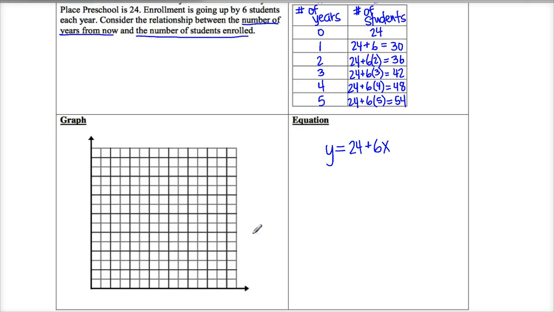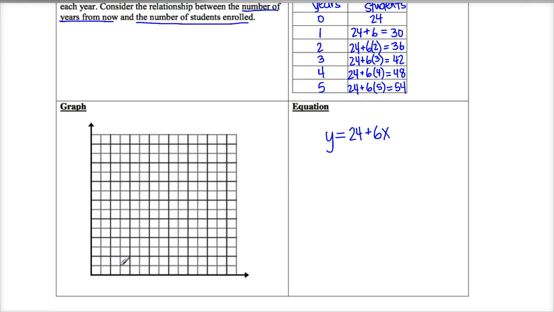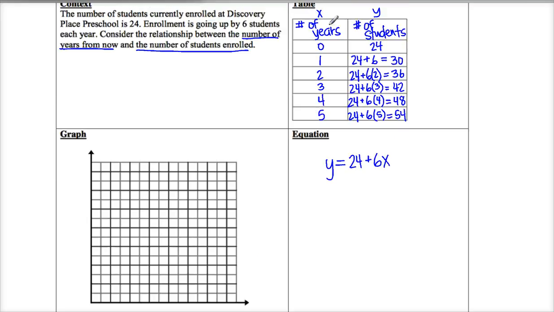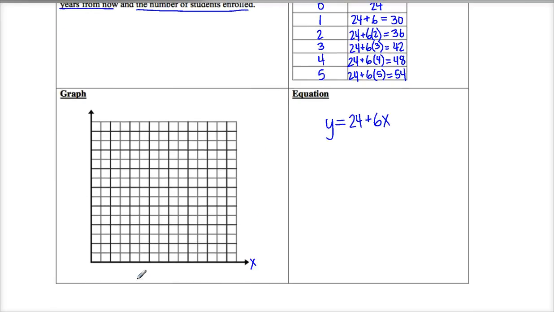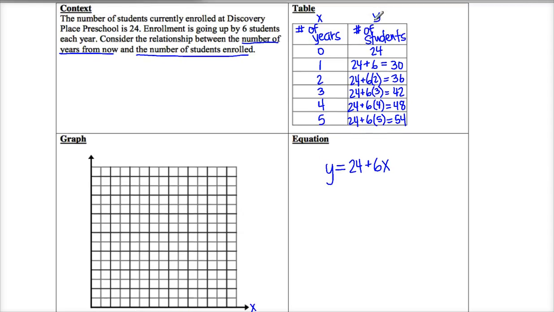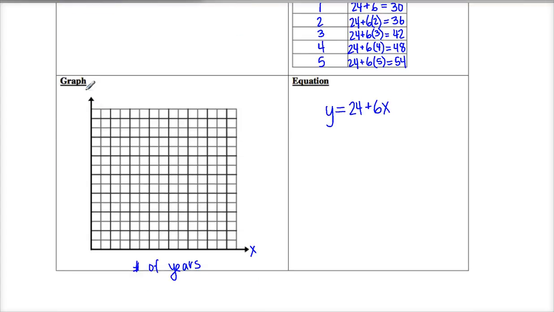Now it's time to fill in the graph. And once again, we don't have any labels or numbers, so we have to be pretty good at graphing ourselves by now. So first thing, let's label the x and y axis. The x-axis is the number of years. So x is the number of years. And the y-axis is the number of students.